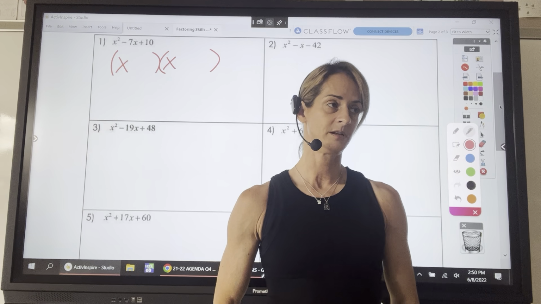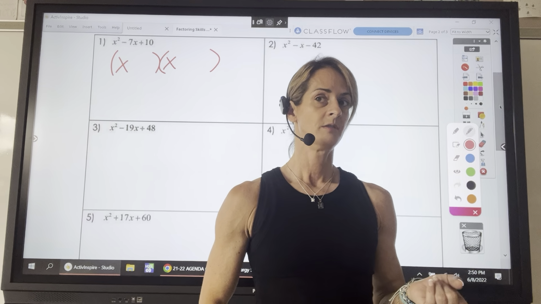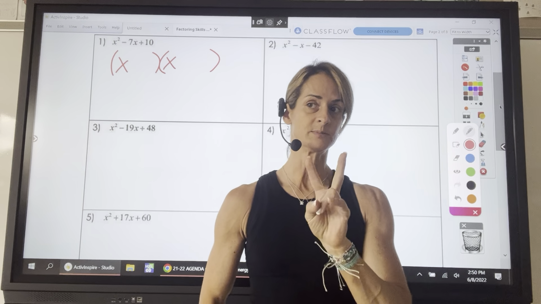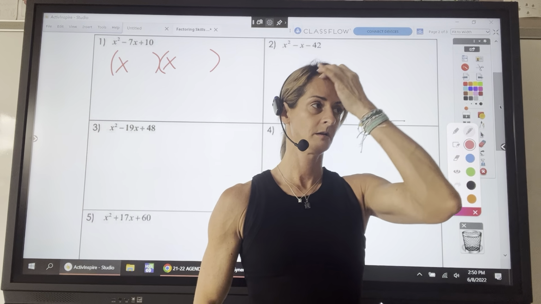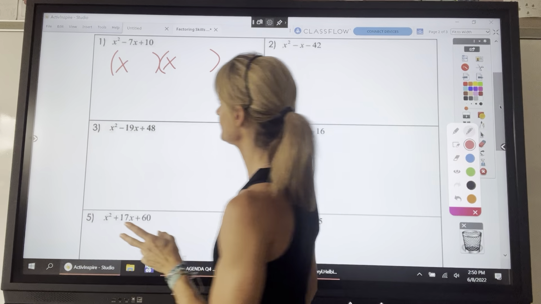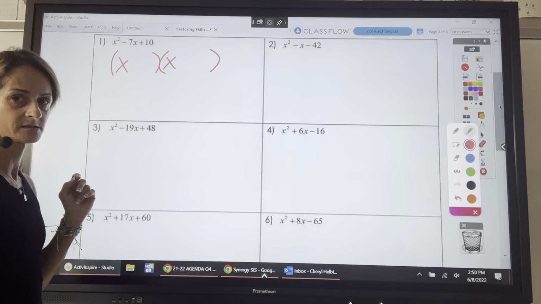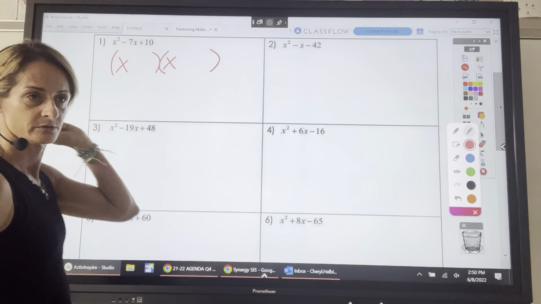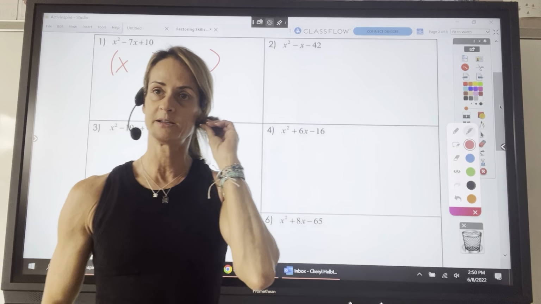Because the 10 is positive, which tells us that the signs are the same. So it's either plus plus or minus minus. Well, now which one is it? We have to add them and get a -7x. So what's that going to be? Plus plus or minus minus?